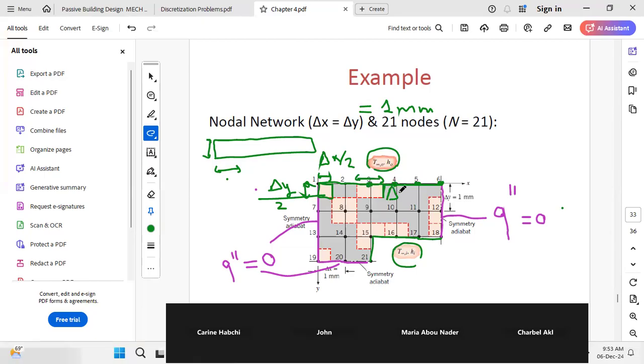And if you now take a node on the vertical face, for example cell 7, you will have delta x over 2 for this size, and delta y for this size here. So delta y and delta x over 2. Depending on the position of the cell, you can determine what the dimensions are. And for a corner, you will have delta x over 2 and delta y over 2.